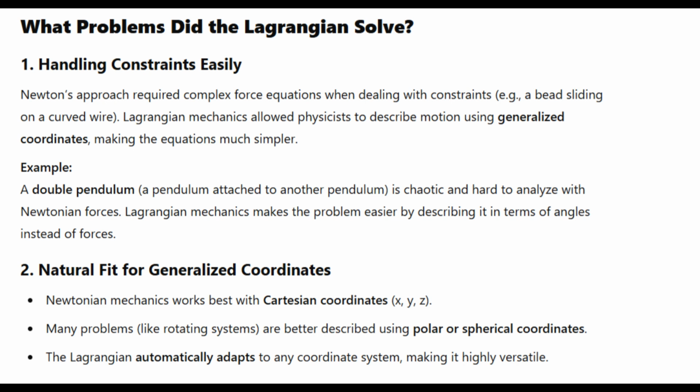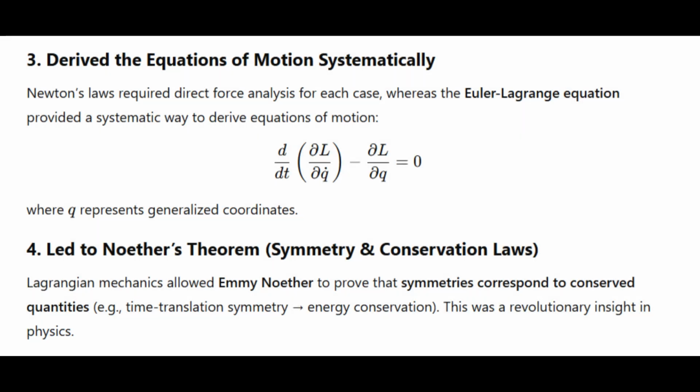2. Natural fit for generalized coordinates. Newtonian mechanics works best with Cartesian coordinates x, y, z. Many problems, like rotating systems, are better described using polar or spherical coordinates. The Lagrangian automatically adapts to any coordinate system, making it highly versatile. 3. Derived the equations of motion systematically. Newton's laws required direct force analysis for each case, whereas the Euler-Lagrange equation provided a systematic way to derive equations of motion, where q represents generalized coordinates.